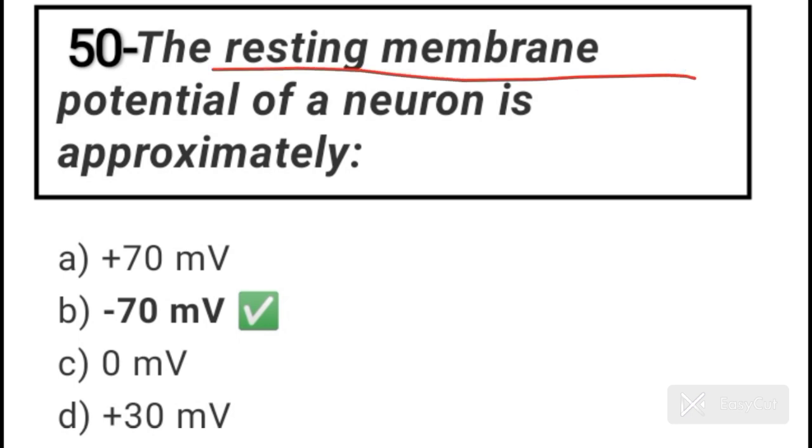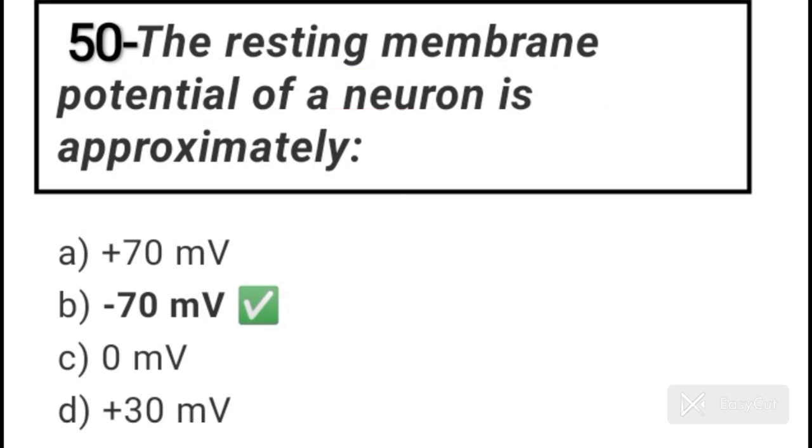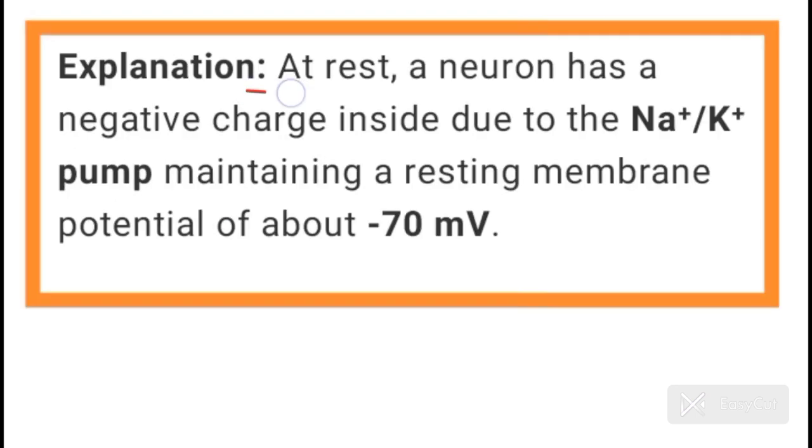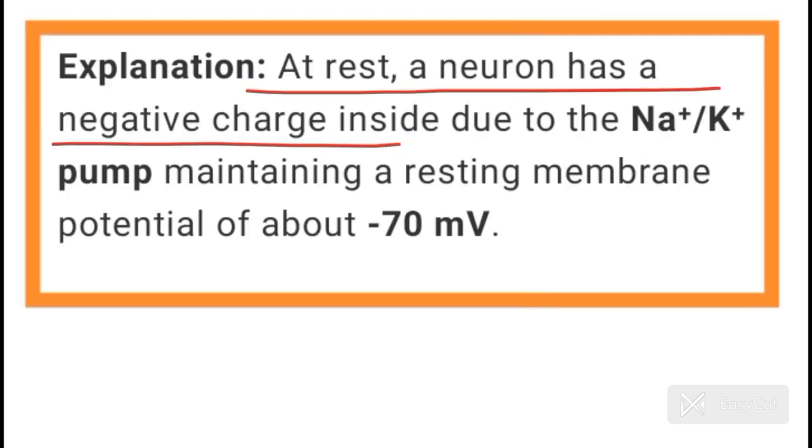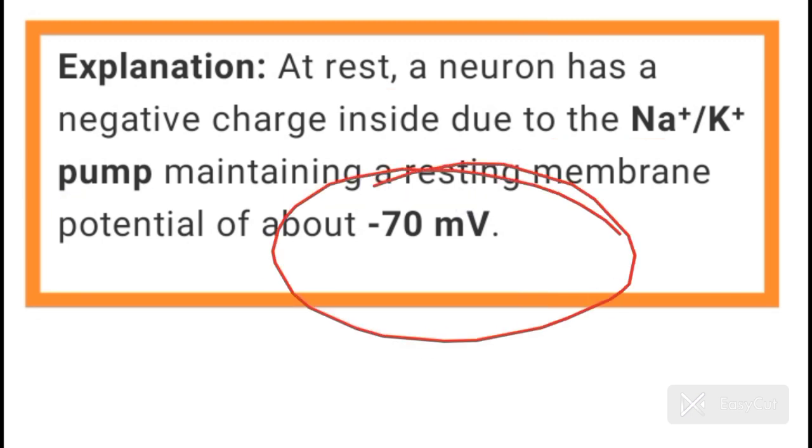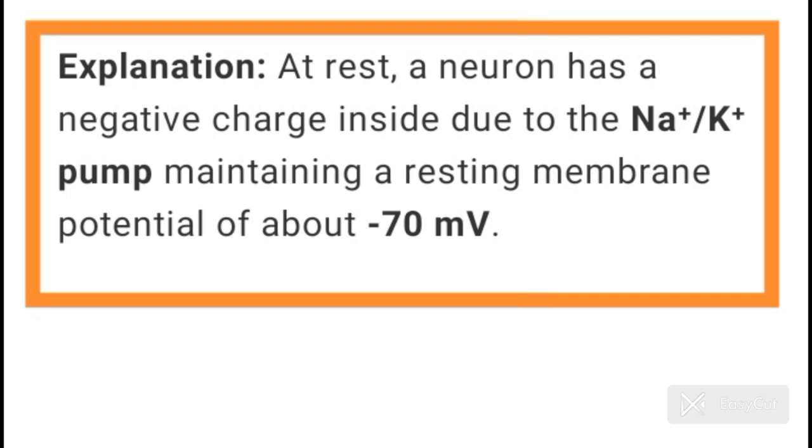The resting membrane potential of a neuron is approximately? Answer is option B, -70 millivolt. At rest, a neuron has a negative charge inside due to the sodium-potassium pump maintaining a resting membrane potential of about -70 millivolt. Now all the 50 MCQs of this chapter complete here. In the next video, we will discuss the next chapter.